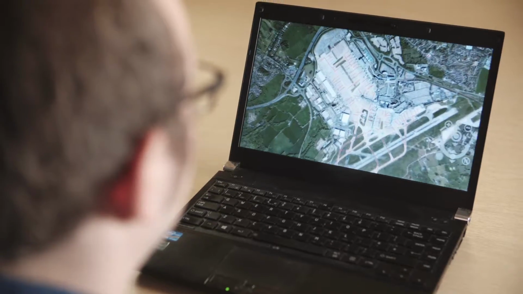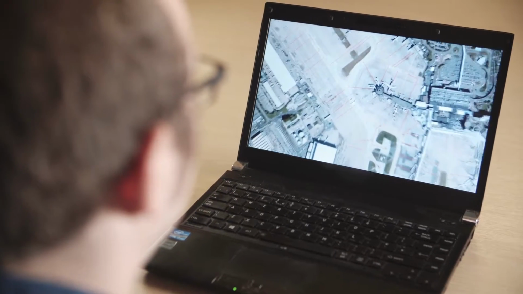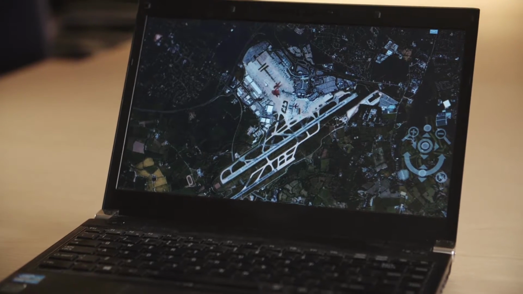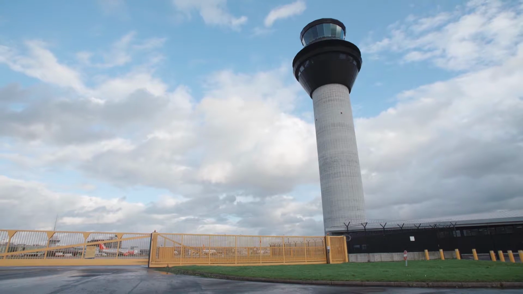We need to try and solve the problem using optimisation techniques. Understandably, airports are reluctant to share their data with just anybody. I started looking for ways to try and get data about taxiing at a whole bunch of different airports with different characteristics around the world.